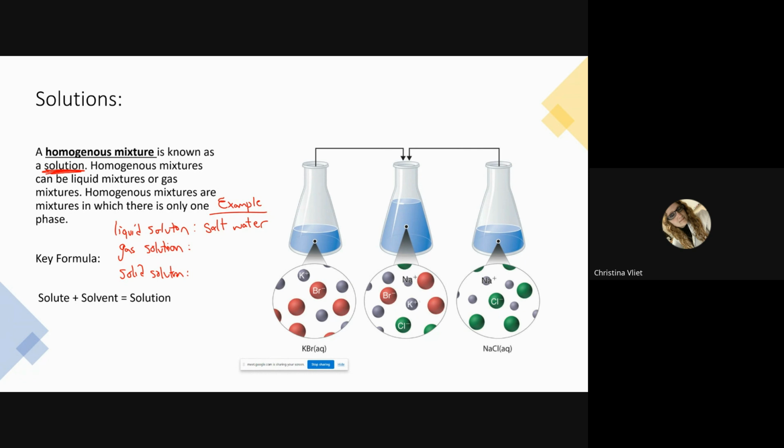But a lot of this material runs through. This is a foundation class. That's why it's so important that you learn these ideas and concepts, because it helps you with your future courses, whatever that future science course may be. So salt water, liquid solution.